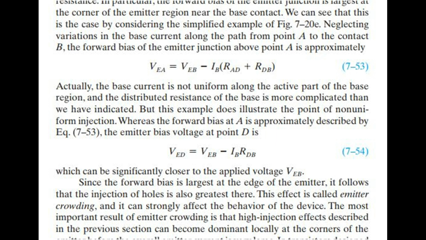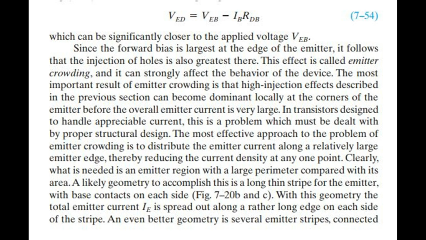This effect is called emitter crowding, and it can strongly affect the behavior of the device. The most important result of emitter crowding is that high injection effects described in the previous section can become dominant locally at the corners of the emitter before the overall emitter current is very large. In transistors designed to handle appreciable current, this is a problem which must be dealt with by proper structural design.